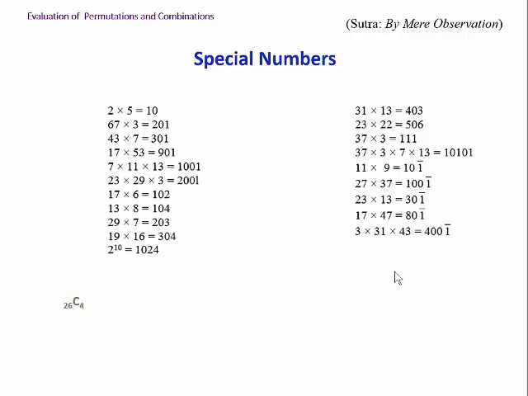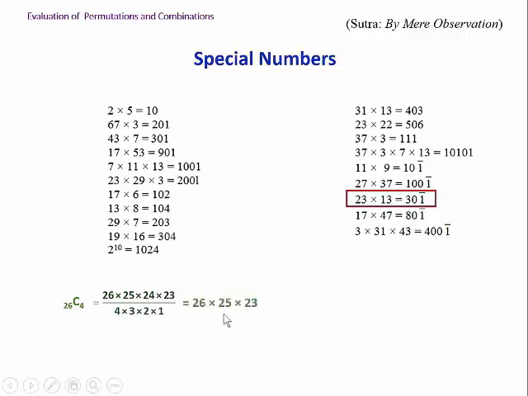Let's take 26c4. That means 4 numbers from 26 downwards, like that, divided by 4 factorial, 4 times 3 times 2 times 1. Well, if we look carefully at these numbers, we might notice that we've got 23 times 13 contained in it. We've got the 23 here, and this is twice 13. So when we do our cancelling, we should try and leave those intact. In fact, this is 24 on the bottom, which could cancel with that 24 and leave us with 26 times 25 times 23.